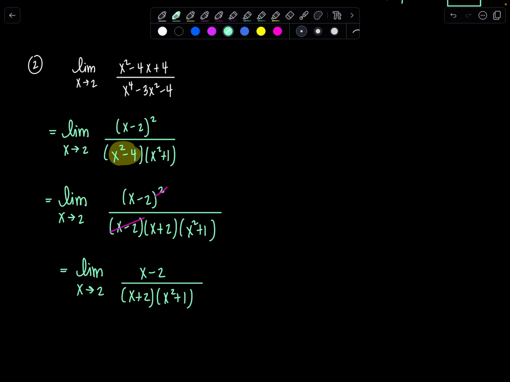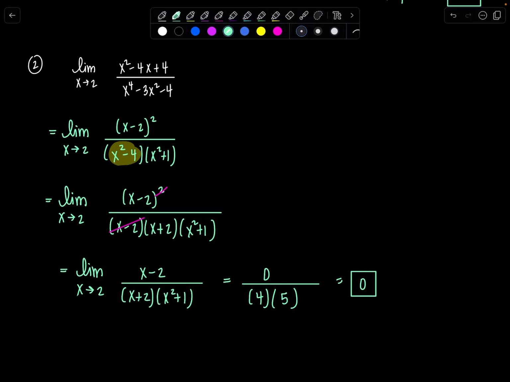Can we substitute in 2 now for x? So you have 2 minus 2, that's 0 in the numerator. But thankfully this time we won't get 0 in the denominator. Look, we have 2 plus 2, that's 4. 2 squared plus 1, that's 5. As long as it's not 0 in the bottom as well, we're good. 0 over some non-zero number is 0. So that's the value of our limit.